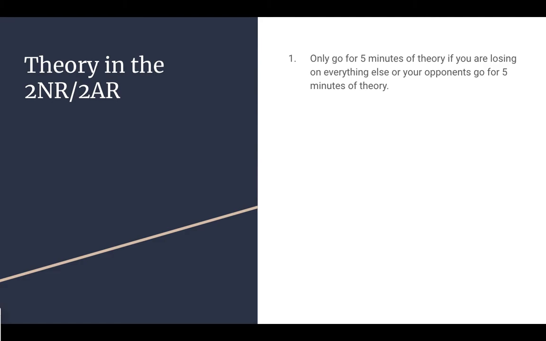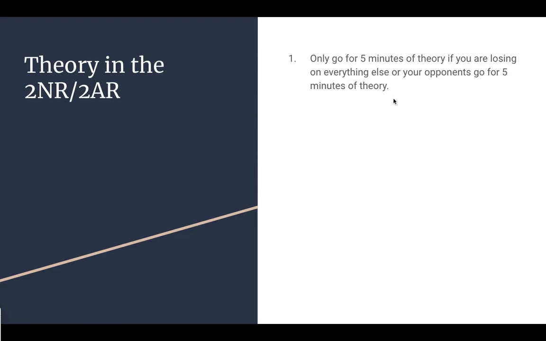So if you're the 2NR, and in the 1AR, they spent basically 4 minutes on theory and 1 minute on the case. Well, actually, this only applies for the 2AR. So the 2NR, if say your opponents in the 1AR go for 1 minute of case and 4 minutes of theory, you shouldn't spend 5 minutes on theory, because your speech can always be responded to. If they're going for theory and they're the ones with the voters, you're going to want to make sure you at least spend ample time on theory so you don't lose on it, but enough time so that you can also win on everything else, or cement that you're winning on everything else.